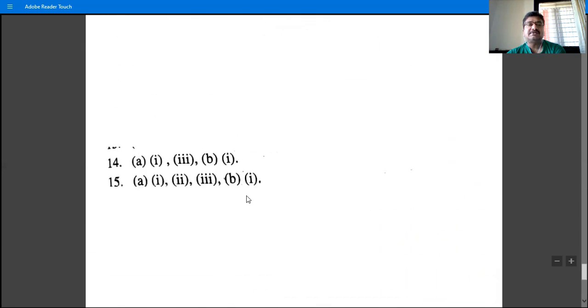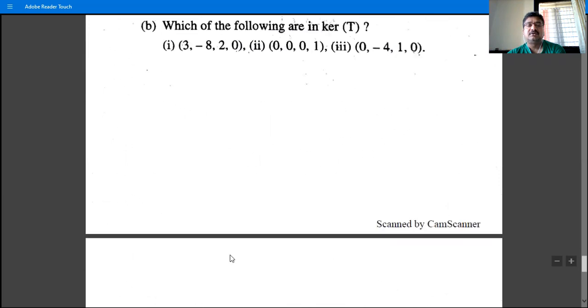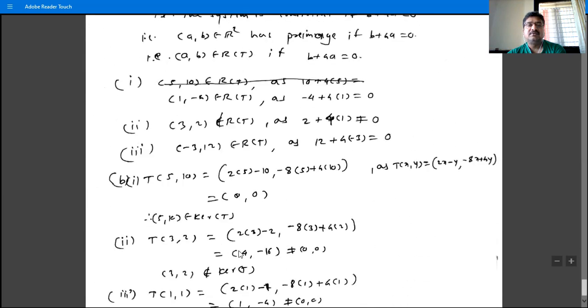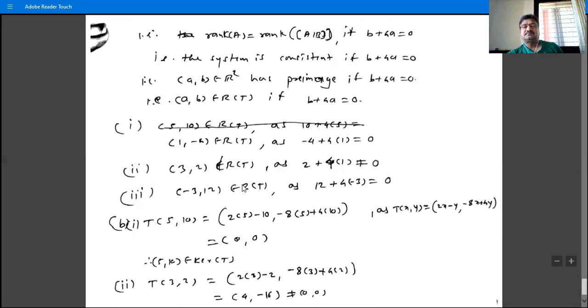And so consider the first element, (1, −4). What about (1, −4)? (1, −4) belongs to R(T), because it satisfies this equation. If we substitute b as −4 and a as 1, then −4 plus 4 into 1 is equal to 0. And therefore (1, −4) belongs to R(T).